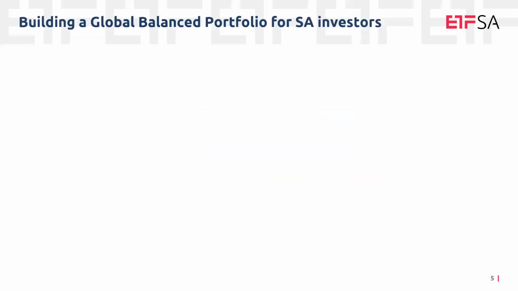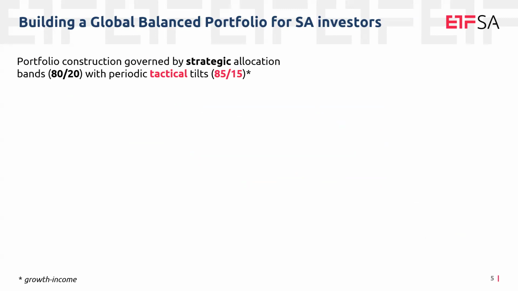So let's go back to our portfolio design, building our global balanced portfolio for South African investors. The first thing that we're going to do is to say our strategic allocation. I argued on the very first slide why we are in favor of 80% growth, 20% income exposure, and that would be a long-term strategic allocation to those two major asset buckets. But we have a periodic tilt from time to time, and currently that tactical tilt for us is in favor of growth assets and somewhat less in income assets. So an 85% growth, 15% income at the moment.